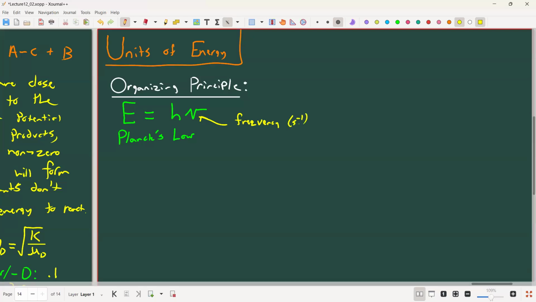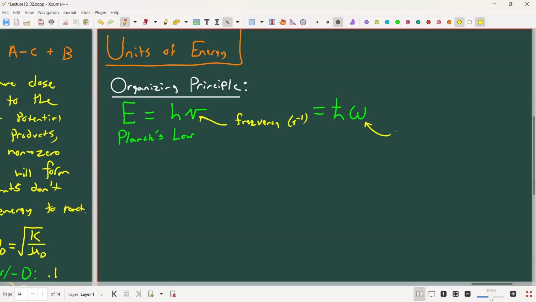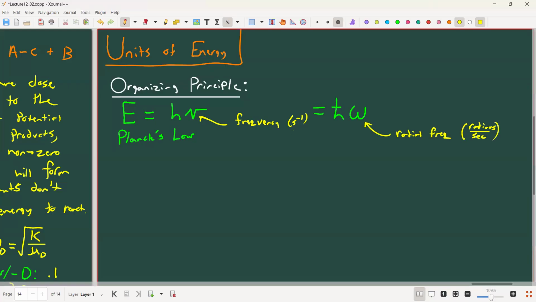And remember, this is different than omega. I could write this as well. This is equal to h bar omega. And this is what's called the radial frequency, which is radians per second. And frequency is 2 pi radians per second. Okay. And so nu is the frequency of going around an entire circle, and omega is the speed at which we go 1 radian, 2 pi radians per circle. Okay. So that's our organizing principle, that energy is related to frequency of a wave through h bar.